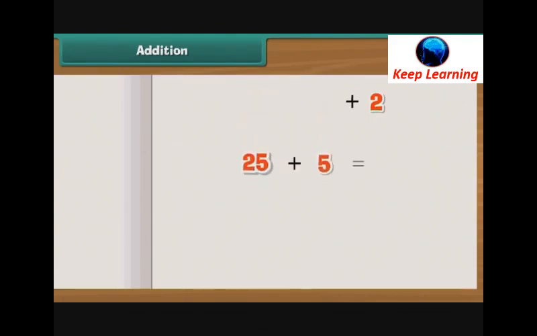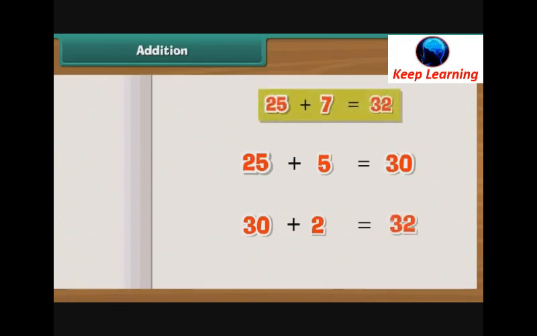25 plus 5 is equal to 30. Then we are left with two numbers, 30 and 2, to add. The result is 32. Thus, the sum of 25 and 7 can be quickly calculated as 32.